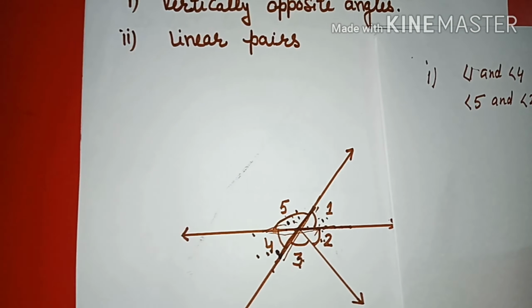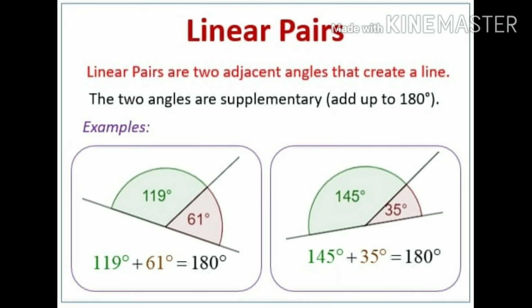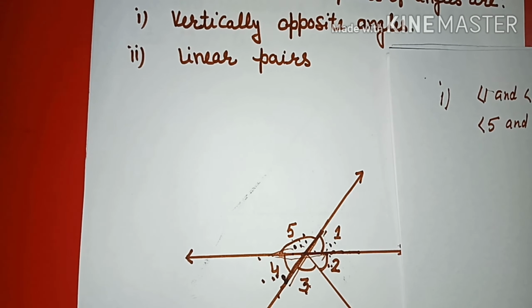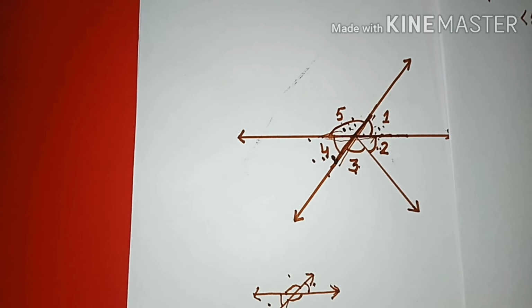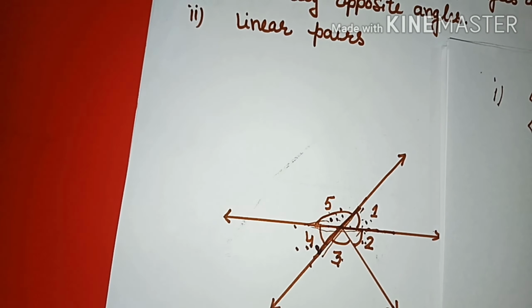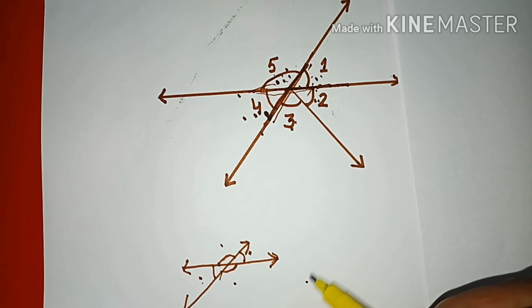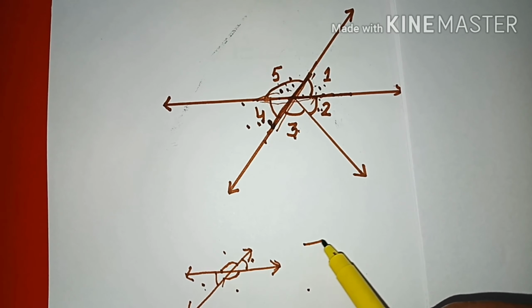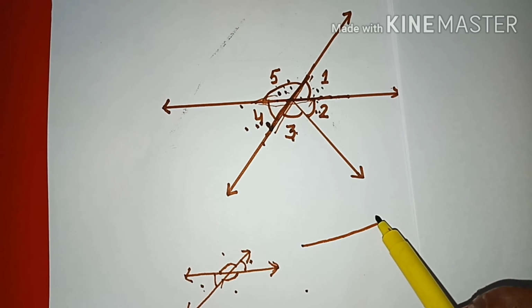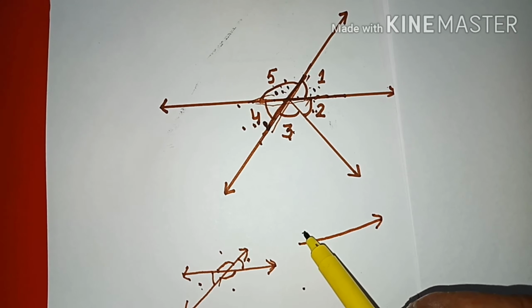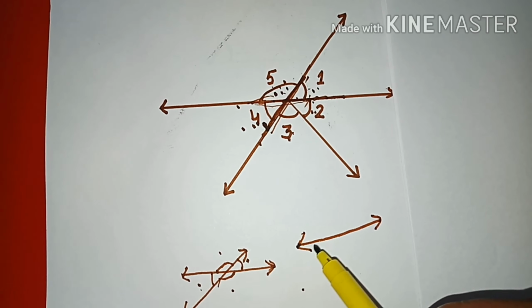The second part is linear pairs. So what is a linear pair? A linear pair is angles formed on a straight line. Two adjacent angles formed on a straight line whose non-common sides are in opposite directions.